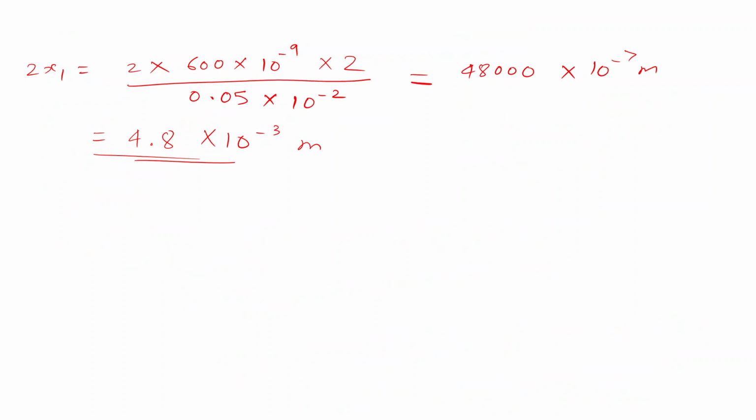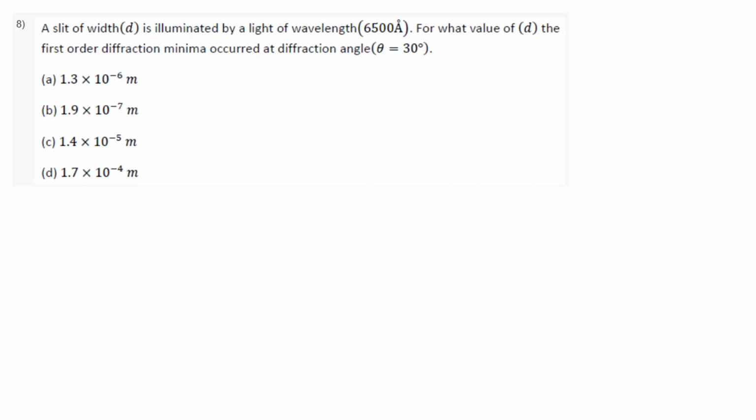Next question, question number 8 is, we have a slit of width d illuminated by a light of wavelength 6500 angstrom. For what value of slit width the first order diffraction minima occurs at 30 degree. So for what value of this slit opening first order diffraction minimum happens at theta is equal to 30 degree.